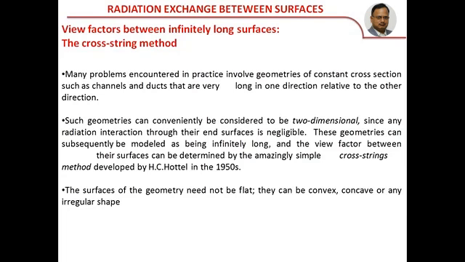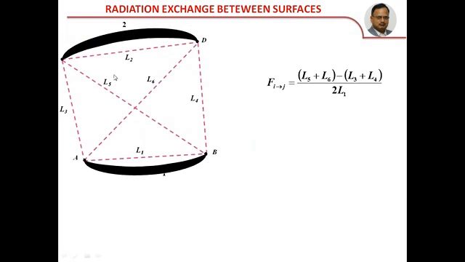In addition to these summation rule, symmetry rule, reciprocity theorem, etc., you have one more method called string method, cross string method. In the cross string method, the surfaces of the geometry need not be flat. They can be convex, concave, or any irregular shape, but very easily you can apply this cross string method, and under a two-dimensional system you can determine the view factor.